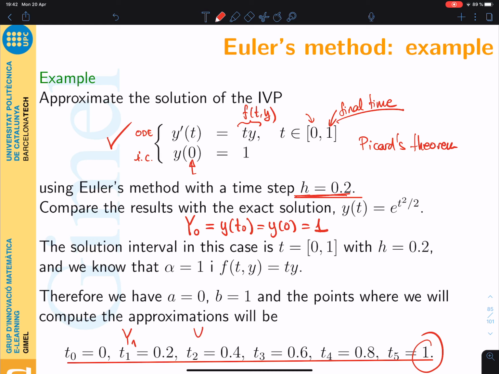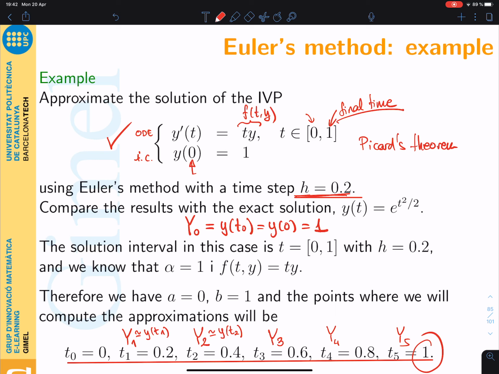y1, y2, y3, y4, and y5. Because y1 is going to be the approximation of the exact solution at t1, and y2 is going to be the approximated value of the exact solution at point t2, and so on. So we start from y0 equals 1, and we need to compute the other values.